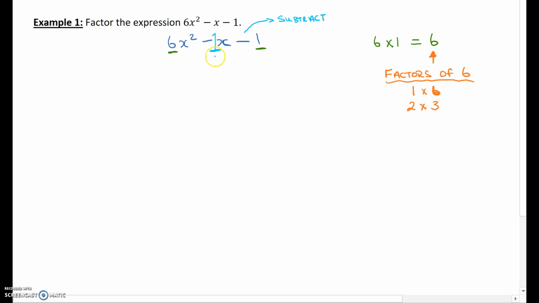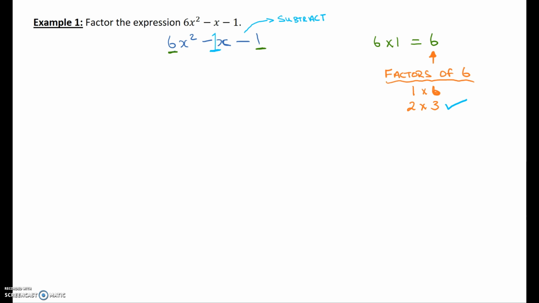This is the target here. The middle number is the target, not the number at the end. The middle number is the target. So we want to subtract, because it ended in a minus, to get 1. And that would be 2 and 3. If we use those, we'll get 2 and 3.